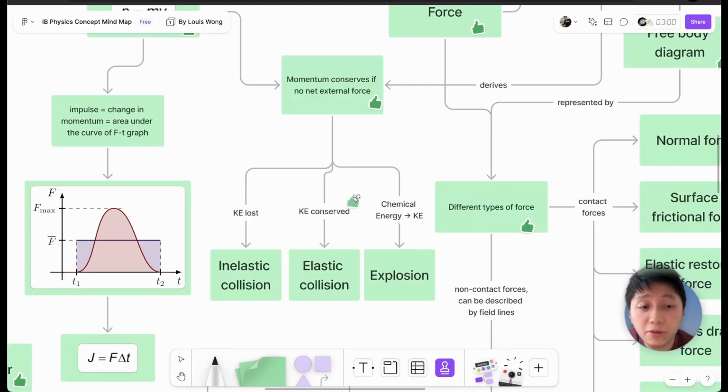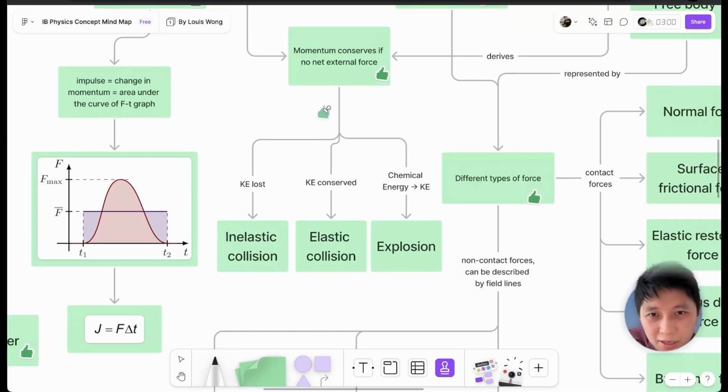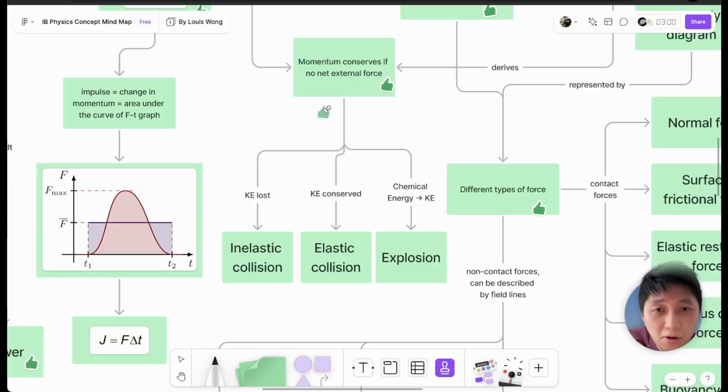There's an equation if you want to use it: m1 v1 plus m2 v2 before equals that after, conserved. So momentum is always conserved if there's no net external force, but the energy could have different cases. If the KE is conserved when there's a collision, we call it an elastic collision. When there's KE loss, we call it an inelastic collision. For example, maybe when they collide there's a sound, so that's sound energy, which took away part of the KE from the system.